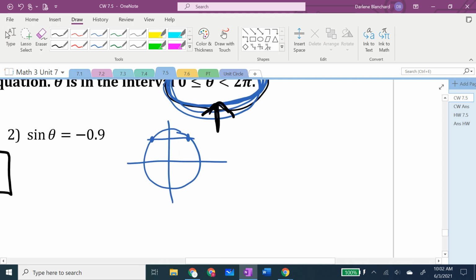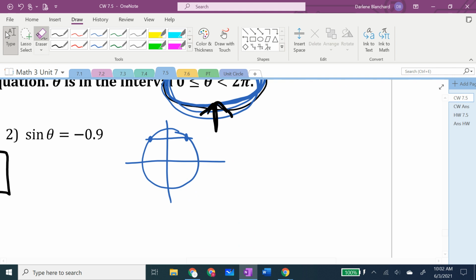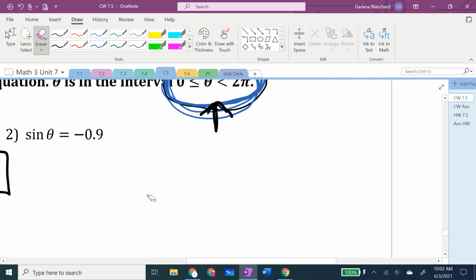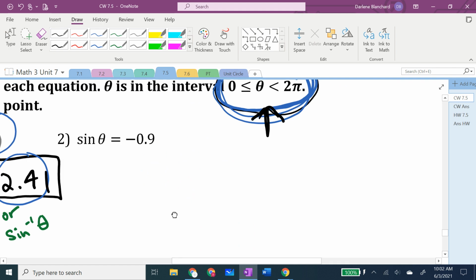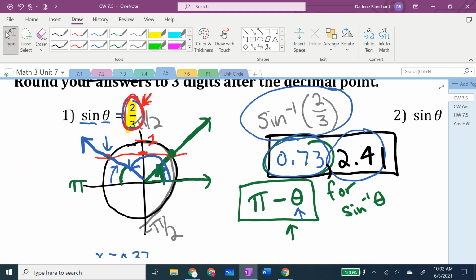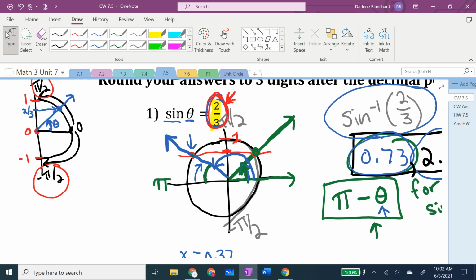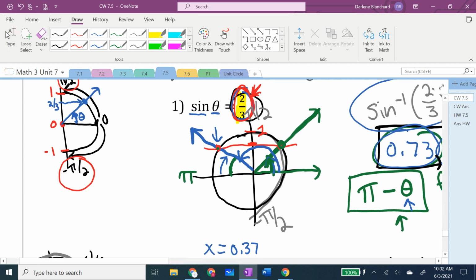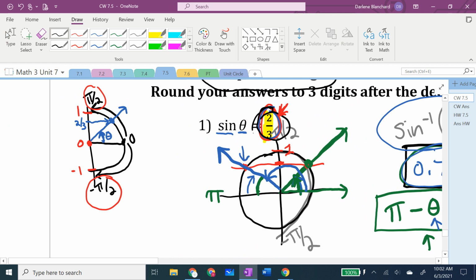Now, we didn't do problem number 2 yesterday, so I'm going to start that now. This time you're looking at the value of your sine as a negative number. The problem we just did looked at when the sine was equal to a positive number. The thing that's nice about the positive number is it lands you in quadrant 1.